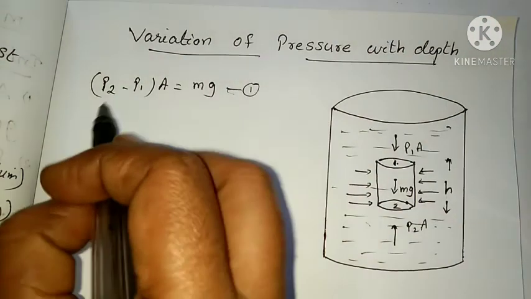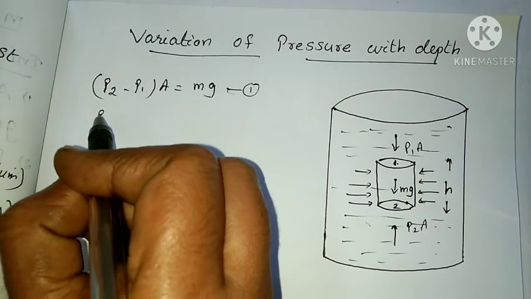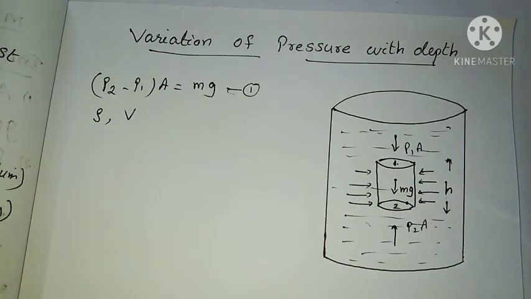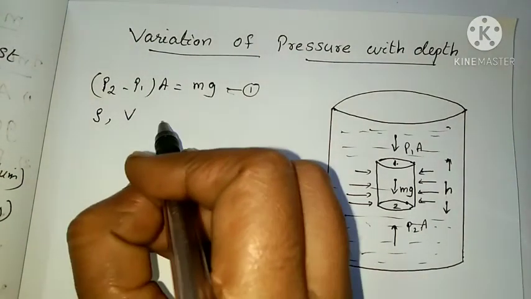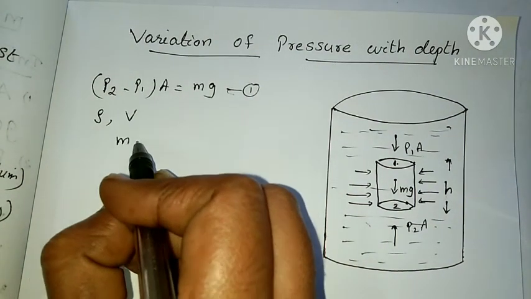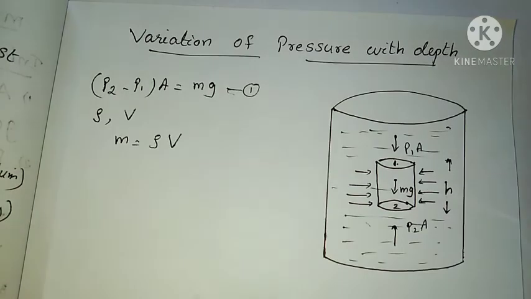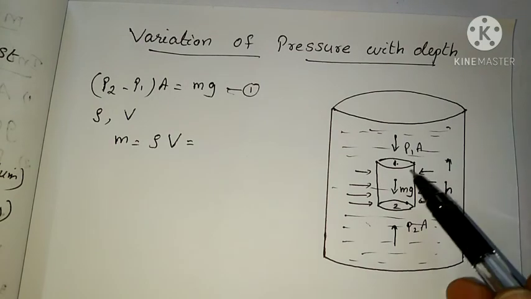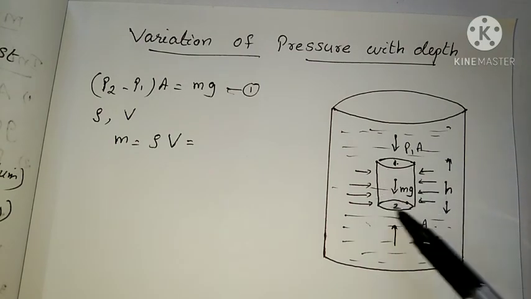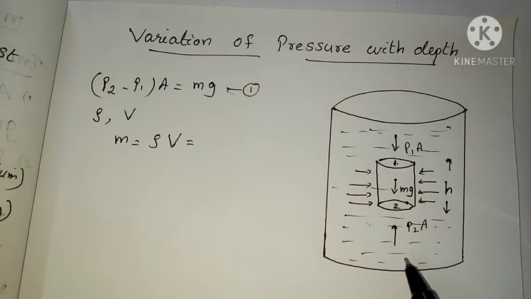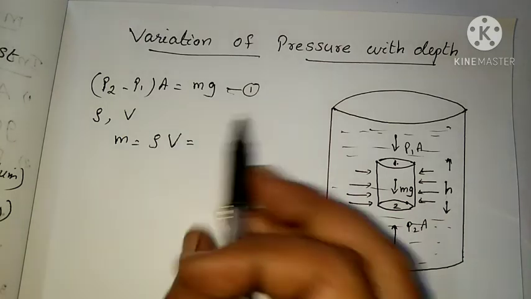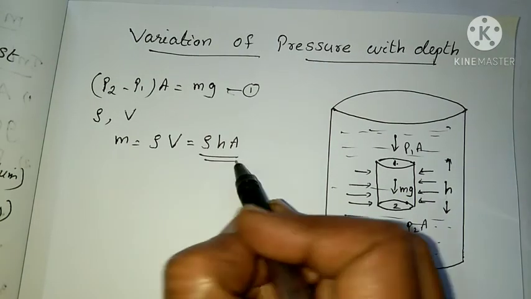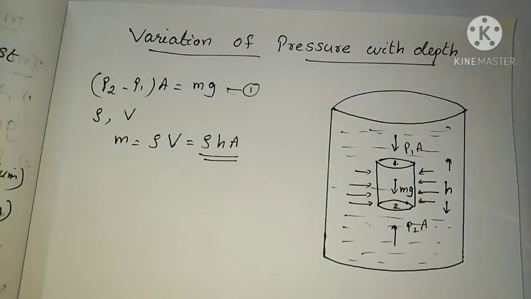Then if rho is the density of the fluid, and V is the volume of the fluid, then what is the mass of the fluid? M equal to density into volume. So what is the volume of the fluid element? It is equal to the area into the height h. Clear? So we can write rho into h into A. This is the mass of the fluid element.